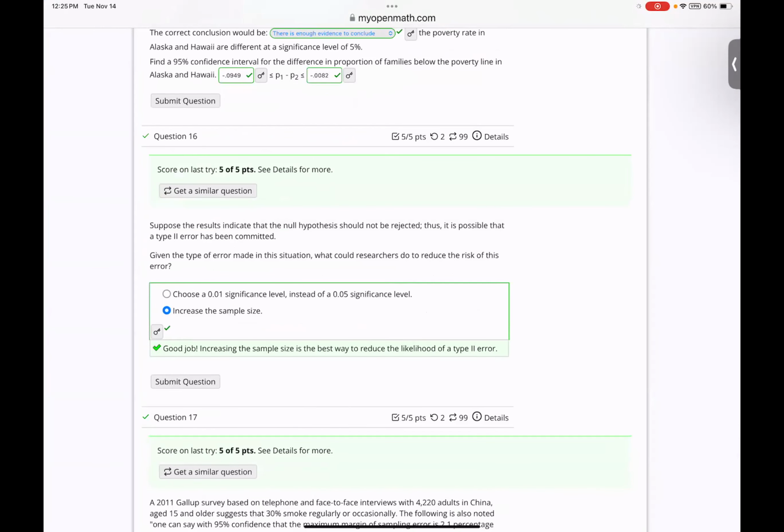Okay, problem 16. Suppose the results indicate that the null hypothesis should not be rejected. Thus, it is possible that you get a type 2 error. The only way to decrease a type 2 error is to increase the sample size. You can do things for a type 1 error, like change alpha, to decrease the probability of a type 1 error. But the only way to decrease the probability of a type 2 error is to increase the sample size. So that's the answer to problem 16.